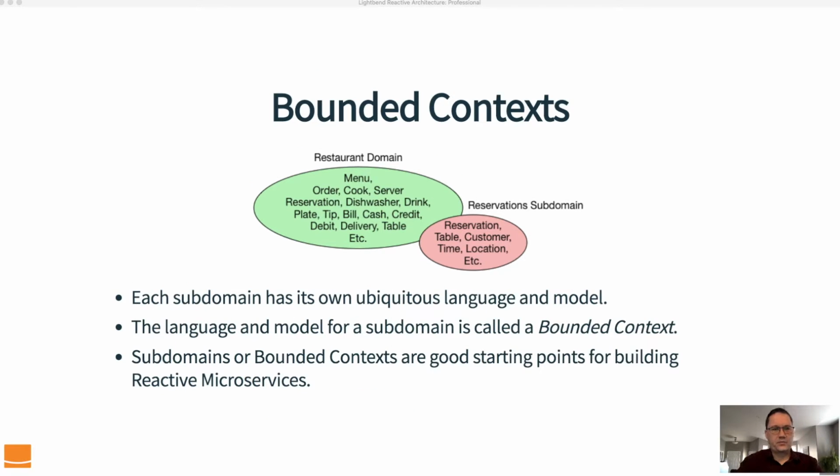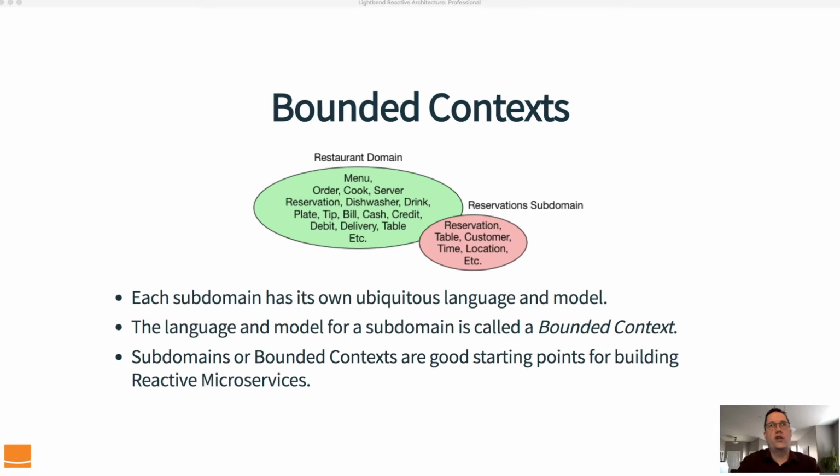Because of that, each subdomain essentially ends up having its own ubiquitous language and model. So the language and model for a subdomain is what we call a bounded context. And that's, if you look in our little red box here, the language includes words like reservation, table, customer, time, location, etc. If you look at the model of these things, well, a customer, for example, in the reservations context is going to include certain details.